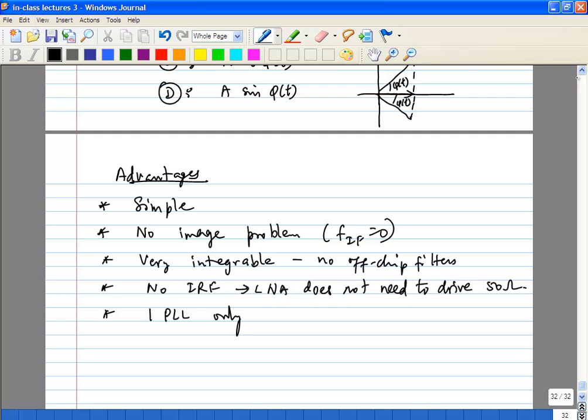Before and after? Yes, before and after the LNA.